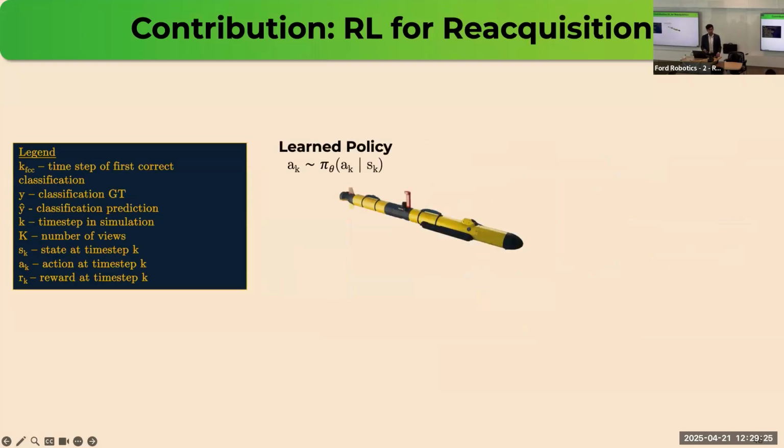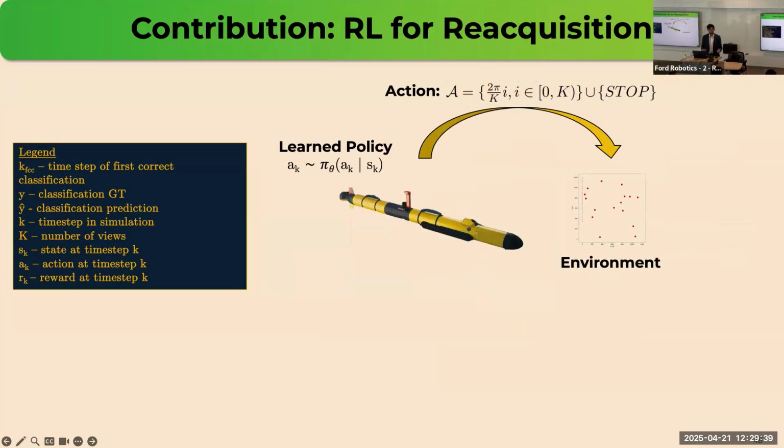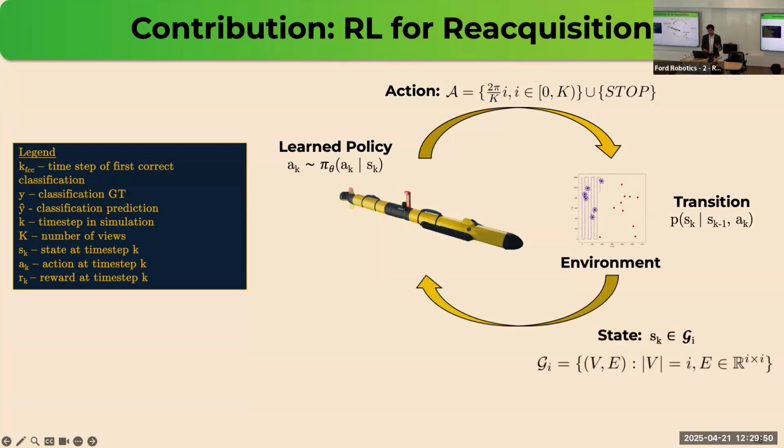So for reacquisition policy, we choose to use reinforcement learning. We have a learned policy that, given a current state, tells you what action to take. The actions here are, of course, the next best angle to view at, or to stop the reacquisition survey. The environment takes this in and tells us what the next state is. So if you choose to capture the angle at 50 degrees, it will give you the image at 50 degrees. This then updates the state, which, as I mentioned before, is the angular view graph itself.